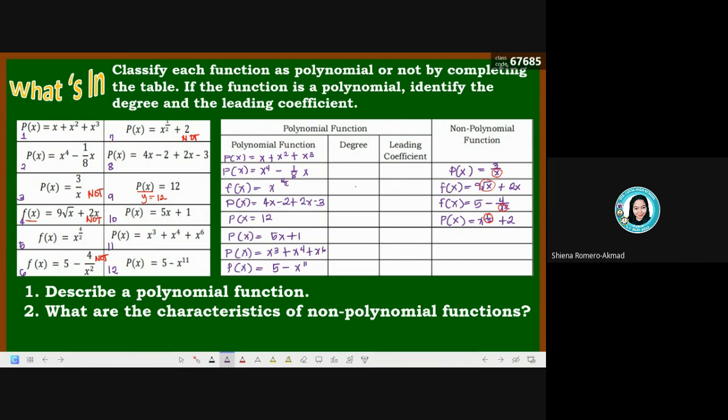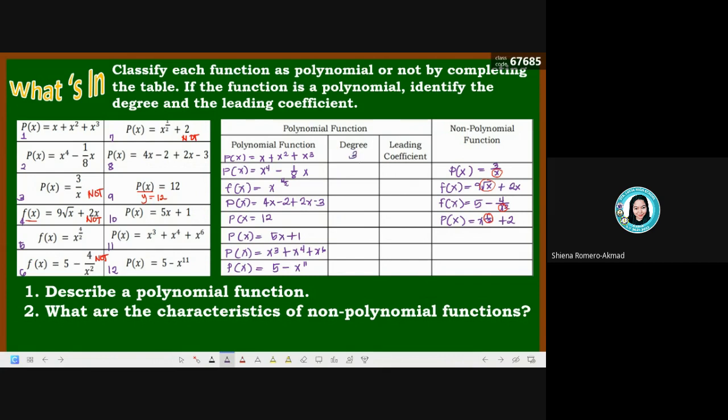So, let us now identify the degree. So, these are the polynomial functions and their degree is the highest exponent. So, all you have to do is to identify the highest exponent. Paulit-ulit ko to na binabanggit kasi meron at meron tayong mga classmates dyan na nakakalimutan ano po ang ibig sabihin ng degree. Pag sinabing degree, highest exponent. Okay? So, I am going to write it here.